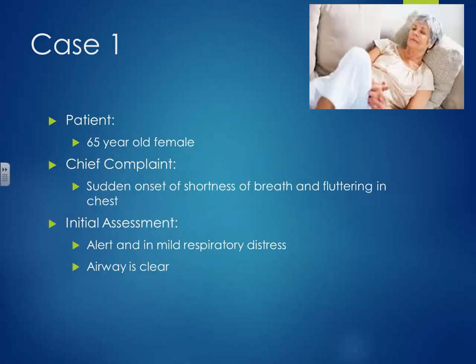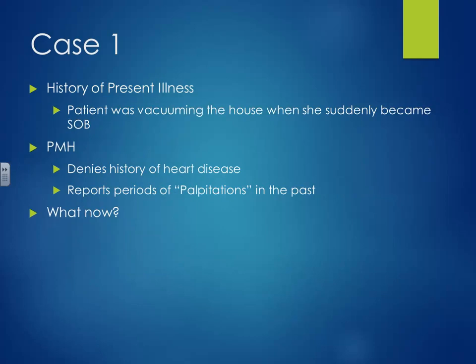Patient 1, 65-year-old female. She's complaining of sudden onset of shortness of breath and fluttering in her chest. Her initial assessment: she's alert and in mild respiratory distress, and her airway is clear. She was vacuuming the house when she suddenly became short of breath. She denies a history of heart disease, but reports periods of palpitations in the past. So what now?